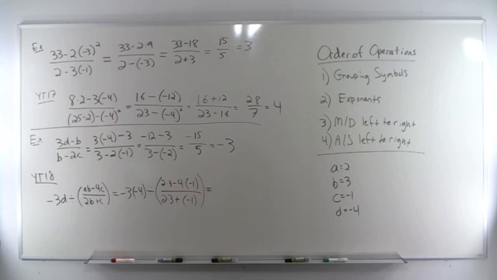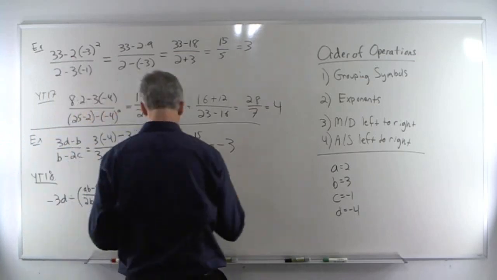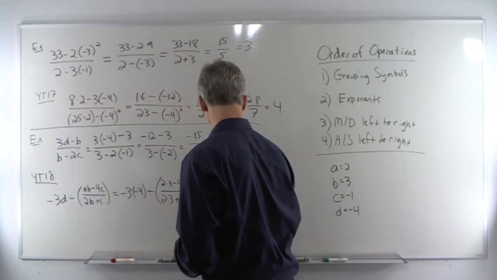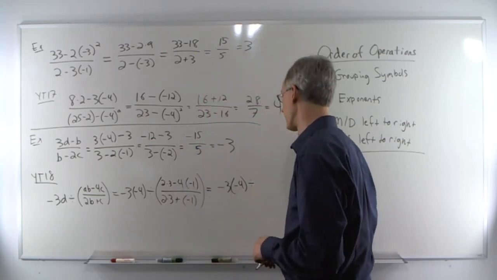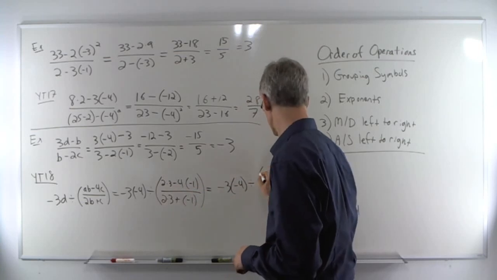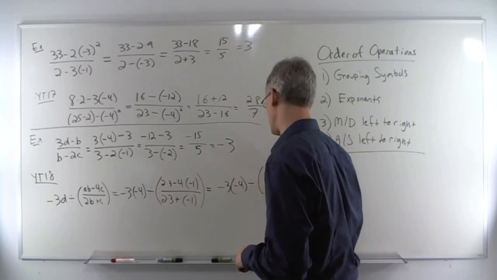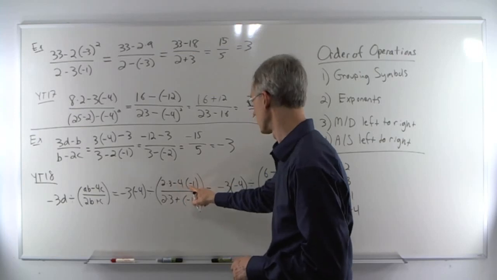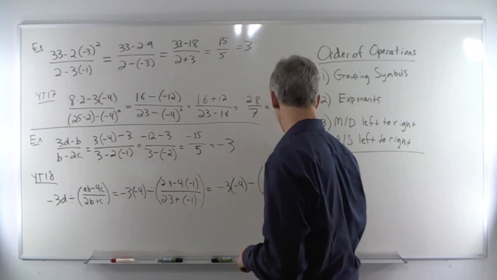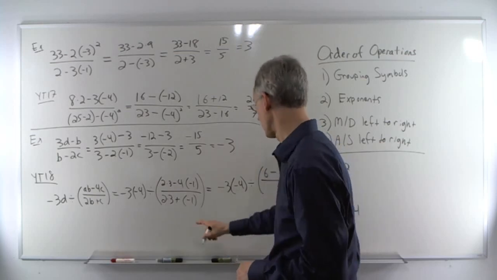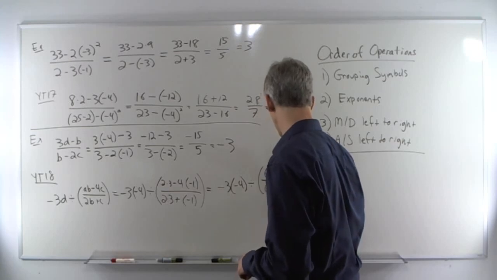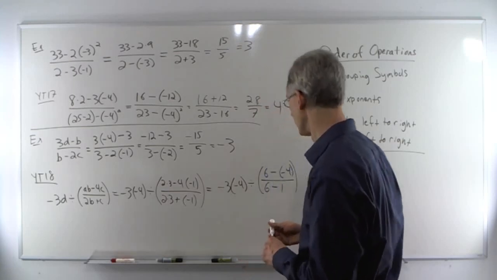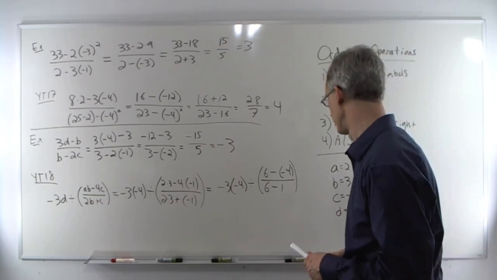Order of operations. So work inside the parentheses first. So up top, 2 times 3 is 6. Minus 4 times negative 1 is negative 4. So 6 minus negative 4. And on the bottom, 2 times 3 is 6. Plus negative 1, that's the same as adding or subtracting a positive 1. So 6 minus 1 on the bottom.